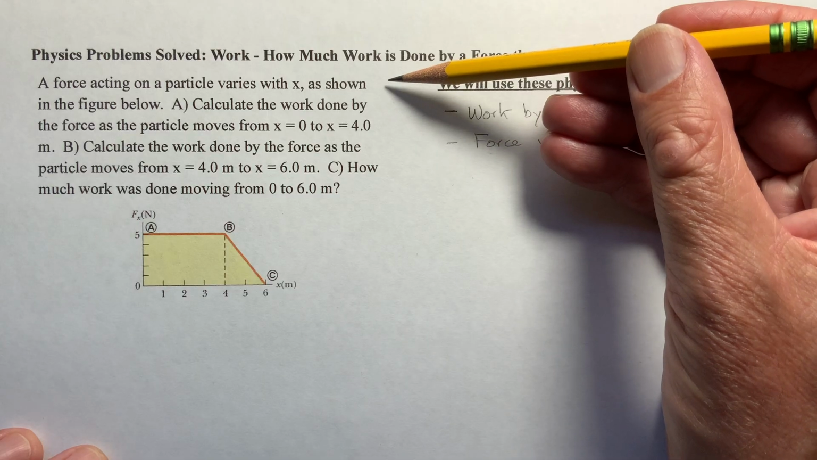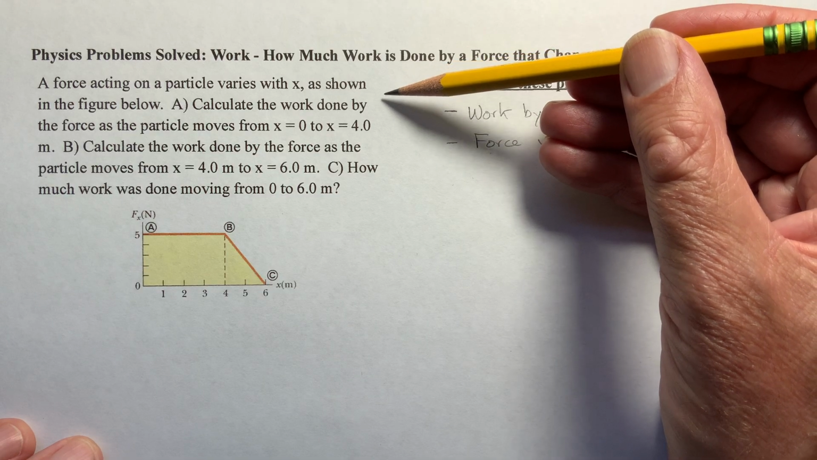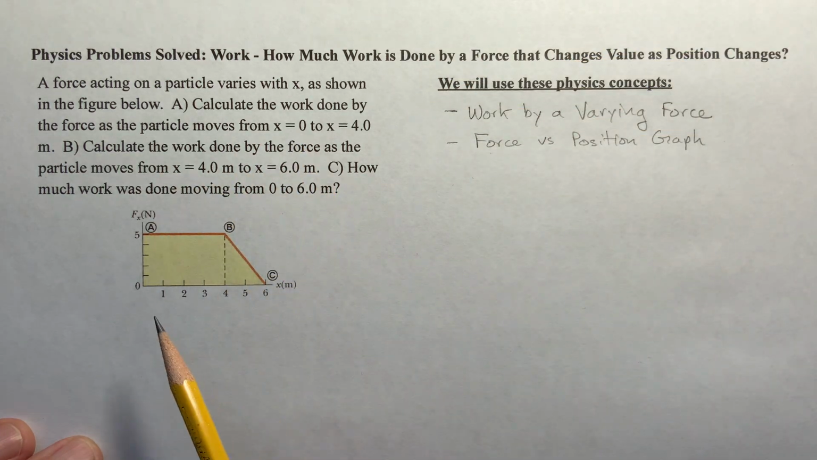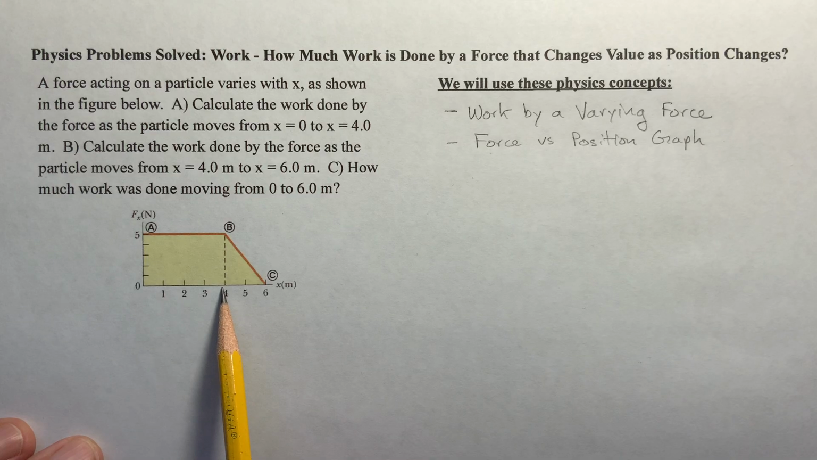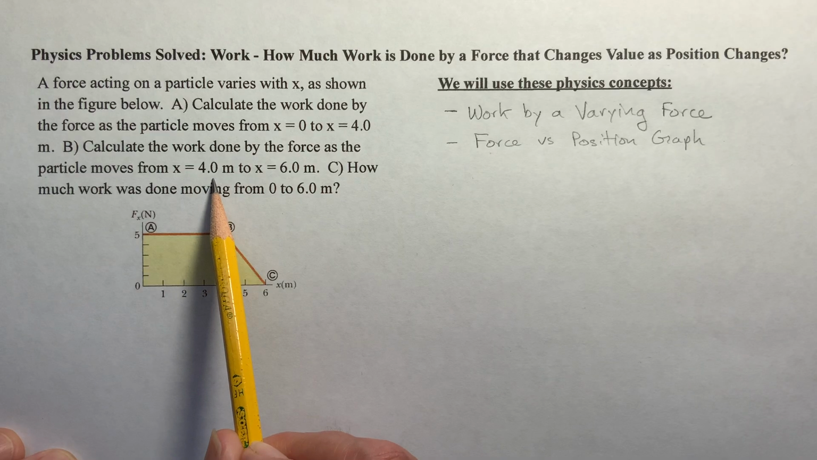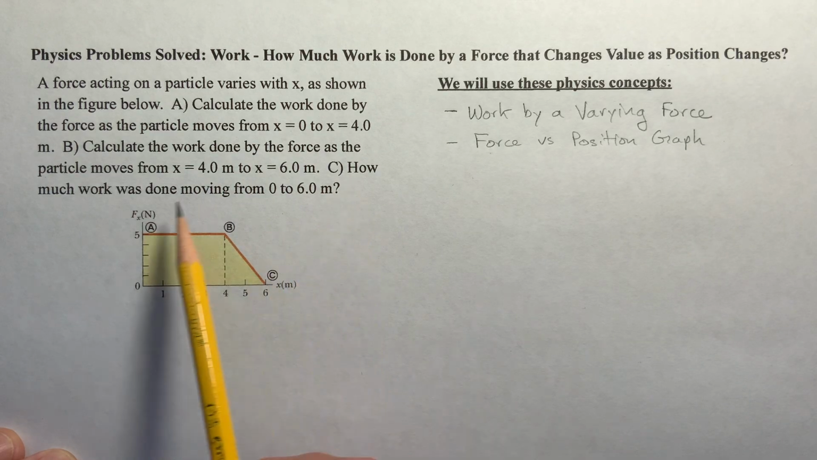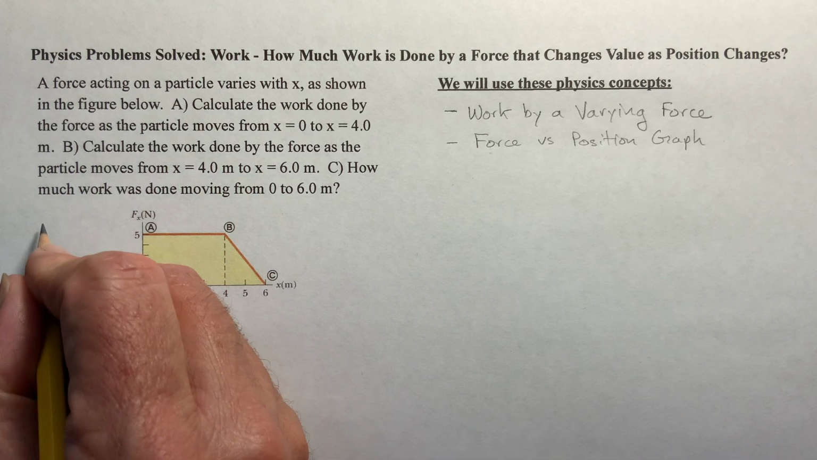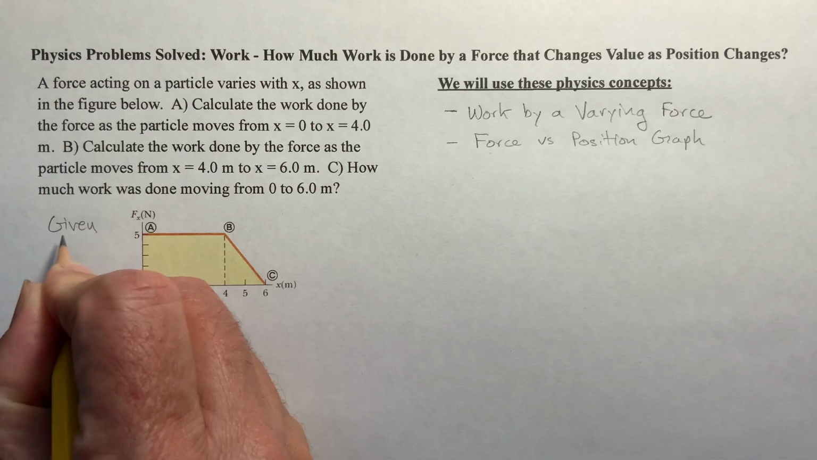Let's read it. A force acting on a particle varies with x as shown in the figure below. A. Calculate the work done by the force as the particle moves from x equals 0 to x equals 4 meters. B. Calculate the work done by the force as the particle moves from 4 meters to 6 meters. C. How much work was done by moving from 0 all the way to 6? Very straightforward, very simple problem. But if you can really master the concepts behind this, you can transfer that mastery to more complicated problems.